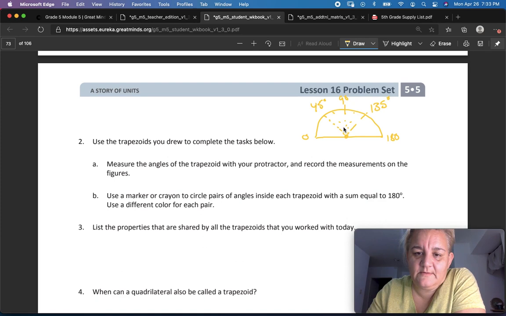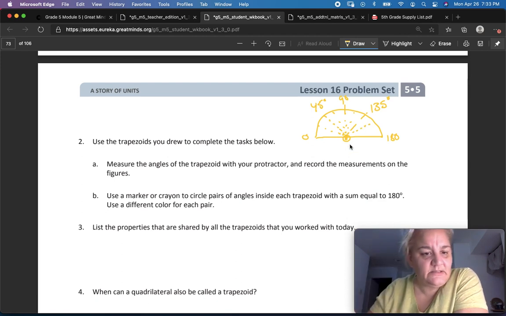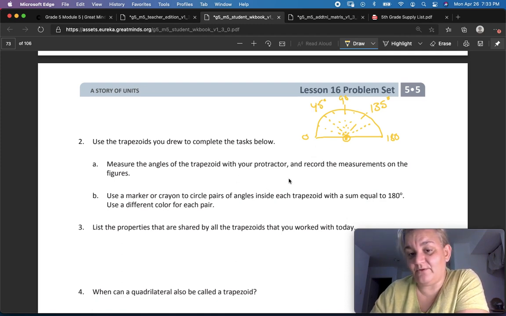Okay? So do you have a protractor? That's what they look like. They're usually plastic, and they usually have a hole in them so you can put your pencil here. And then they're usually clear or see-through so you can see what you're doing, okay? So measure the angles of the trapezoid with your protractor and record the measurements on the figures. I don't have a protractor at home to show you, but I just drew one, so I hope that that's a good explanation.